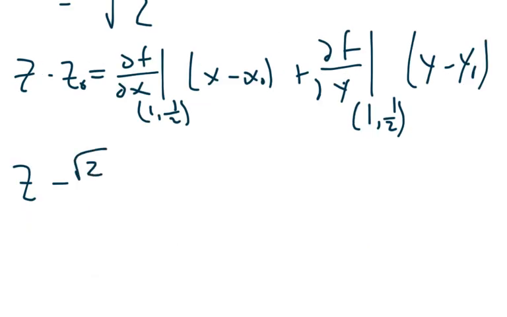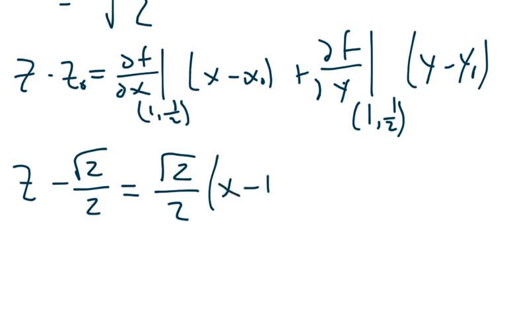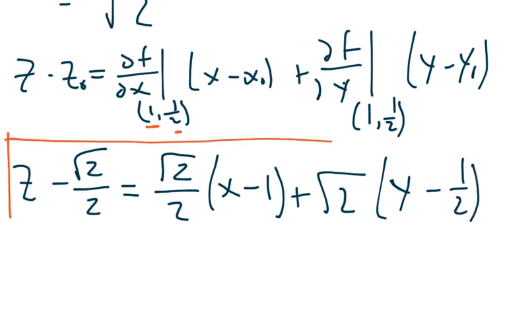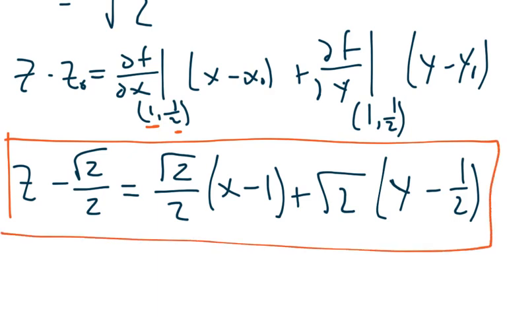So z minus square root of 2 over 2. df dx at this point was also square root of 2 over 2. And we have x minus 1. Right, that's x0, that's y0. Plus df dy we just found to be square root of 2, times y minus 1/2. That's y0. Okay. So, you don't have to simplify it. That's your tangent plane, and that's fine.